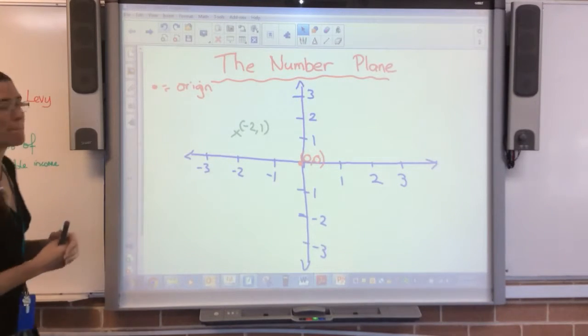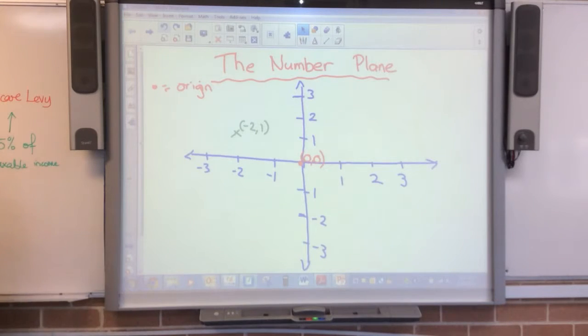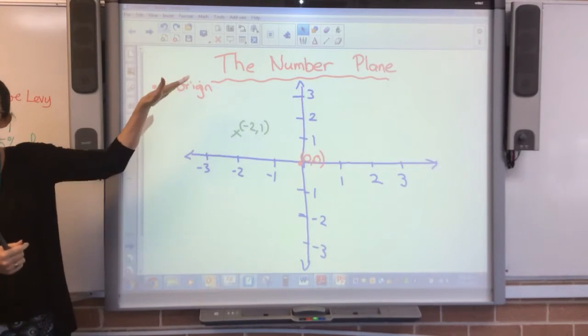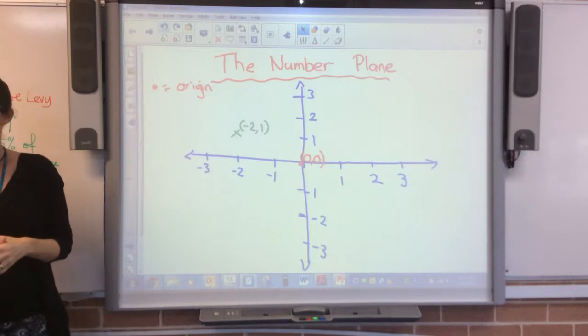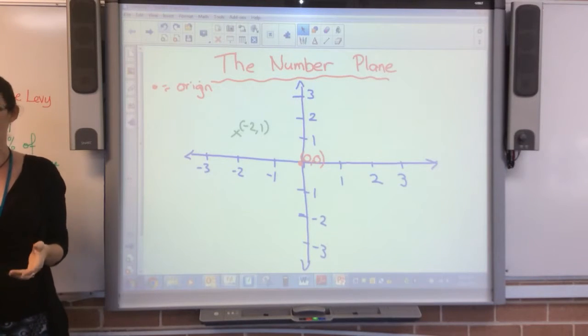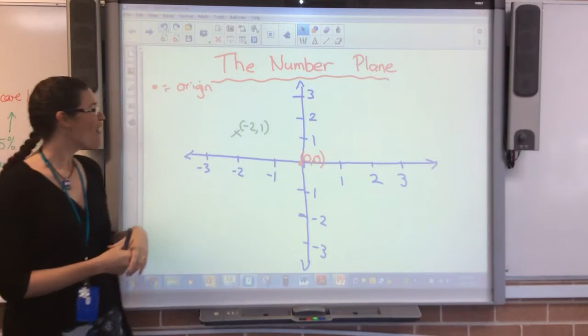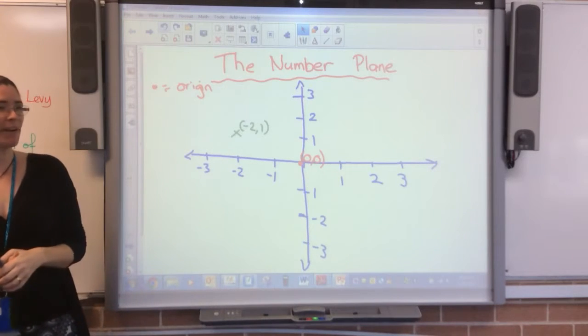So this is just like a map, but we could go forwards and backwards and up and down. Yeah, it's like north, east, south, west. It is like north, south, east, west. Well done.